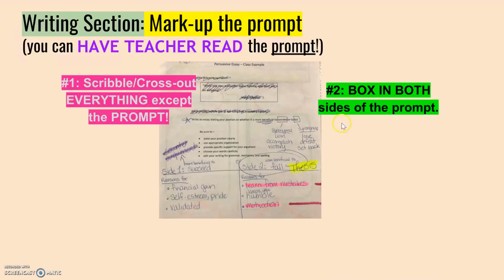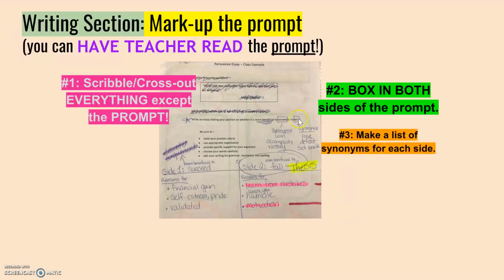All right, number 2. Remember, this is for the persuasive essay. You're going to box in both sides of the prompt. On the expository essay, you only have one thing to write about. You don't have a choice. But on the persuasive essay, you have 2 things you have to choose between to defend, to persuade your audience that you're right. So box in your 2 choices, and then eventually you will pick one to defend.